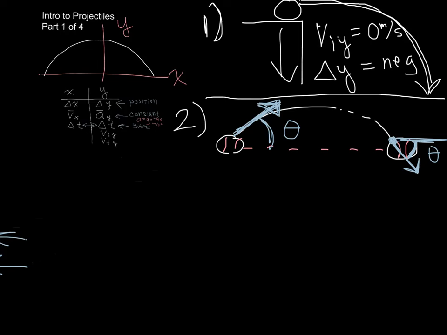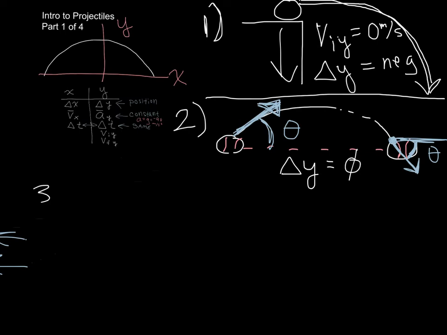So that is number 2. The other thing that's really important is the change in vertical position from here to here. If it's coming back down to the same height, that means the change in vertical position, delta y, is actually just 0. 0 meters, 0 inches, 0 whatever, 0.